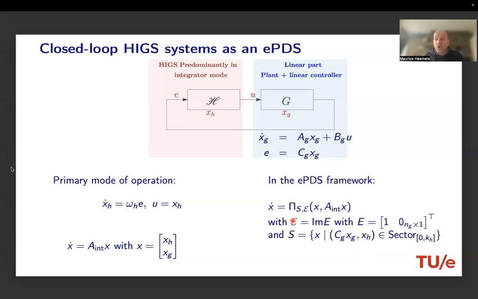And we can only project, of course, along the Higgs state, so the projected integrator state. So that's why we get this E here, and we get this as the subspace of the projection space, right? So the directions of admissible projection directions. So here are the integrator dynamics. This is X, the constraint set is given, and then we get this partial projection operator and these partial projected dynamics, so ePDS, describing indeed the Higgs controller in closed loop with a linear plant and possibly other linear control elements, fitting directly in this ePDS framework.